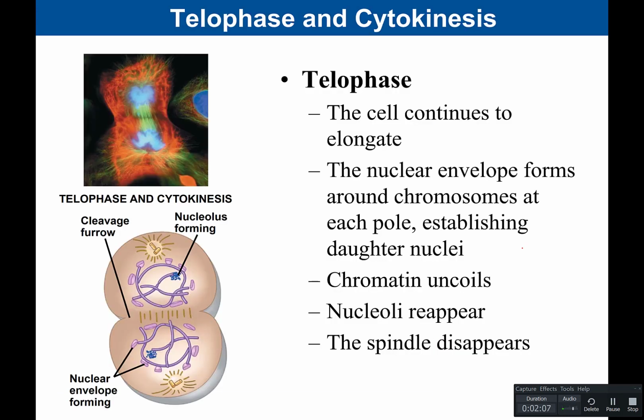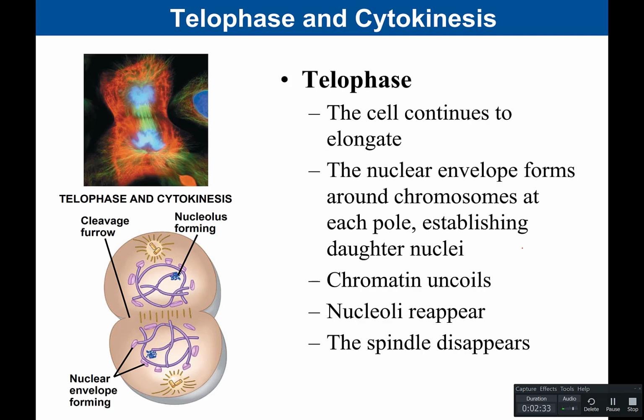Then we come to telophase. In telophase, the cell continues to elongate. The nuclear envelope is going to start to reform around the chromosomes at each pole, establishing the daughter nuclei. The chromatin is going to uncoil. It's going to start to unpack again. Nucleoli are going to reappear and the spindle disappears.